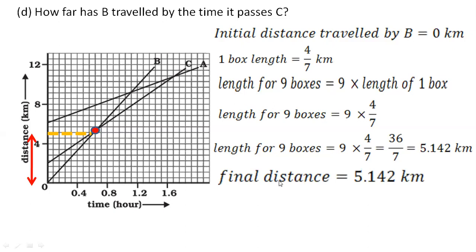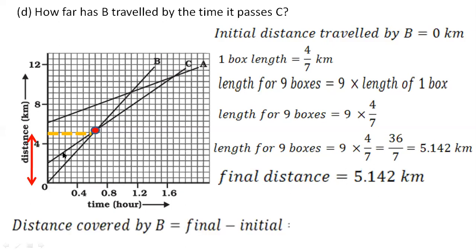Now let us calculate final distance. Final distance would be 5.142, this one, right? Now how do we calculate distance traveled by a body? Final distance minus initial distance. Final distance is 5.142 and initially that body didn't cover any distance. It started from 0, so initial distance is 0. So answer would be 5.142 minus 0. And final answer would be the same. Anything subtracted from 0 is nothing but the same value. So answer would be 5.142 kilometers.